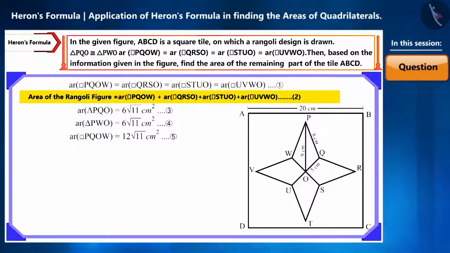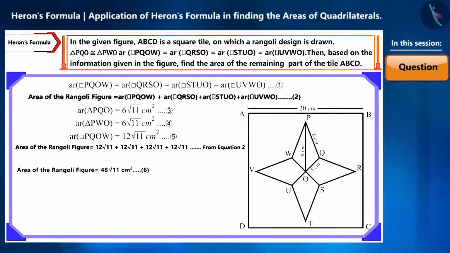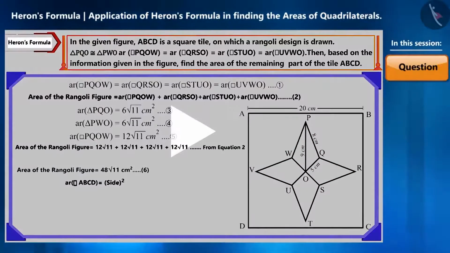Friends, look at equation 2. We can obtain the area of this rangoli by adding the area of the 4 quadrilaterals, which we obtained as 48 root 11 square centimeters. Let's call it equation 6. And now let's find the area of the square tile ABCD. Friends, pause the video and solve it yourself.